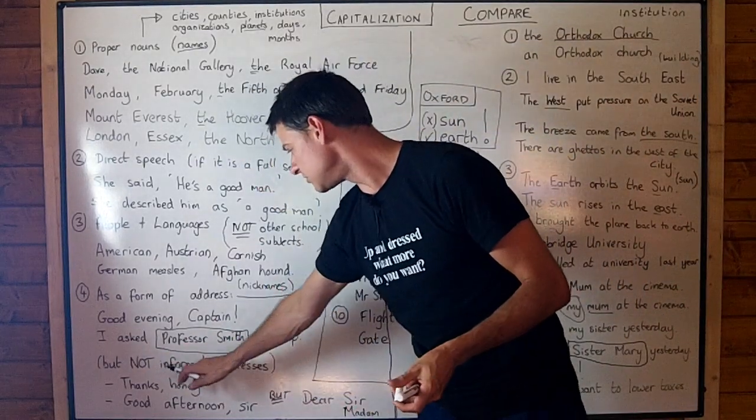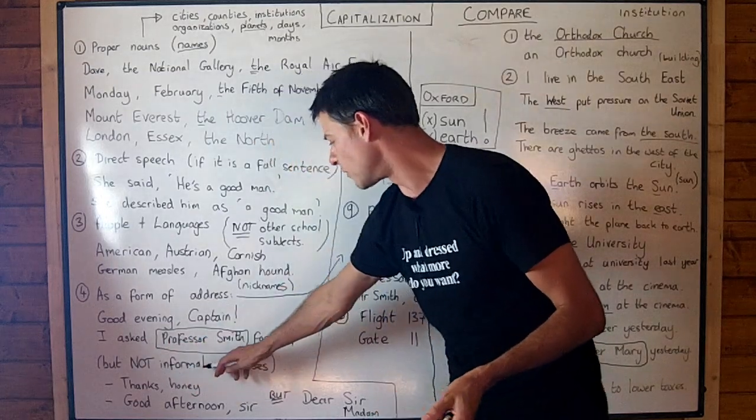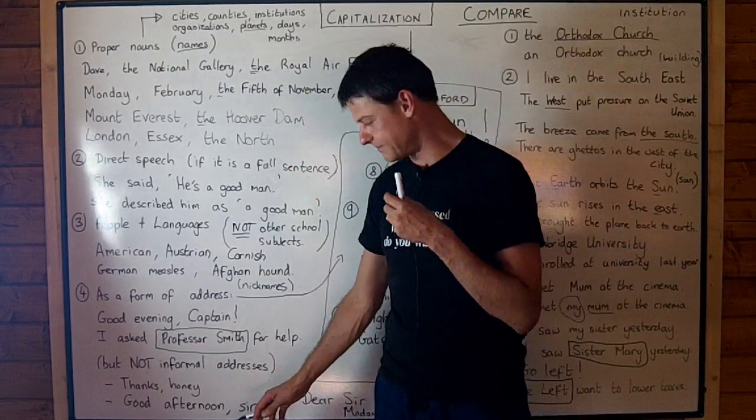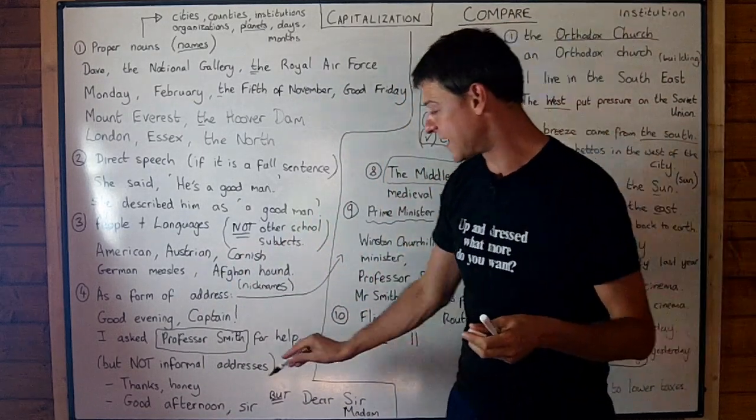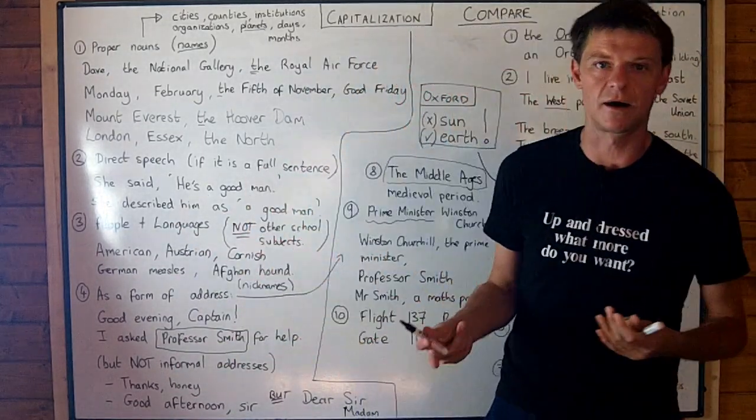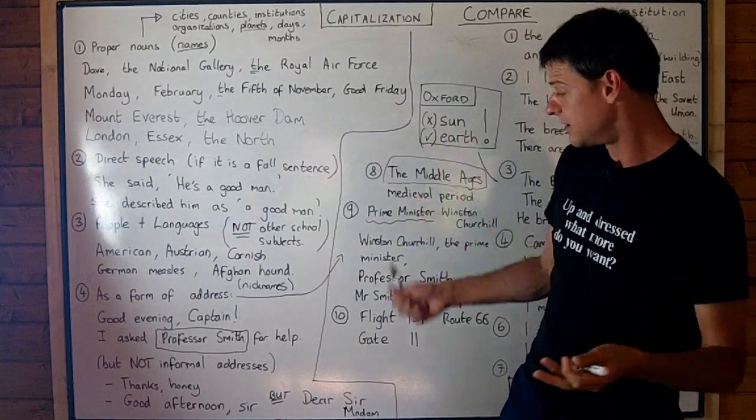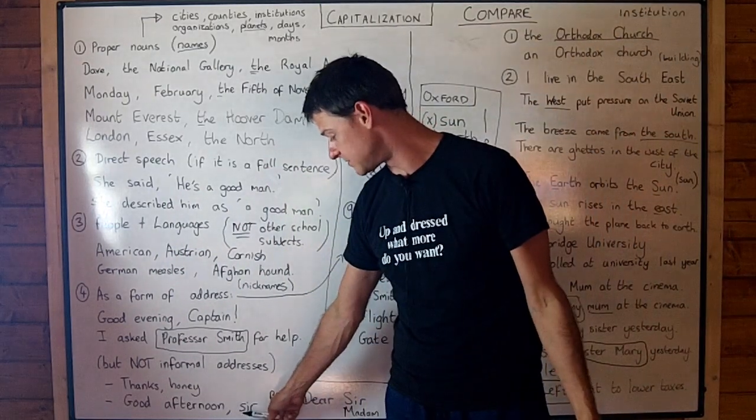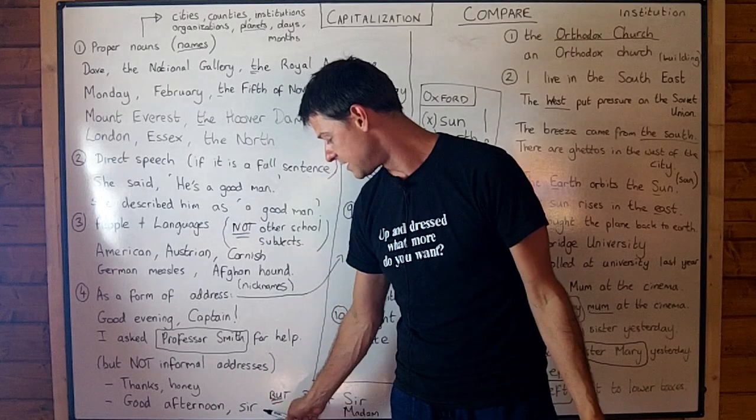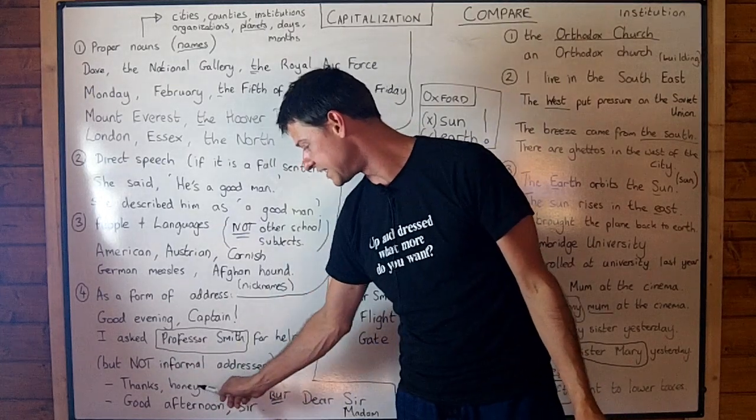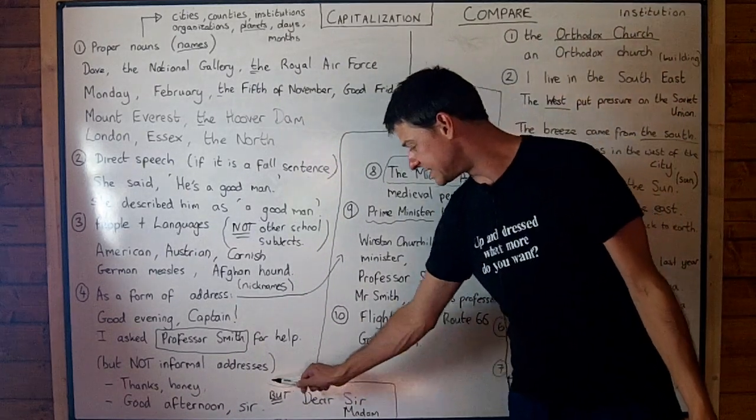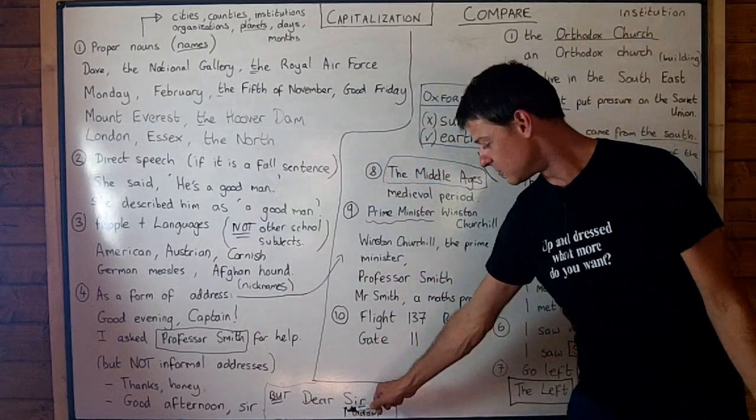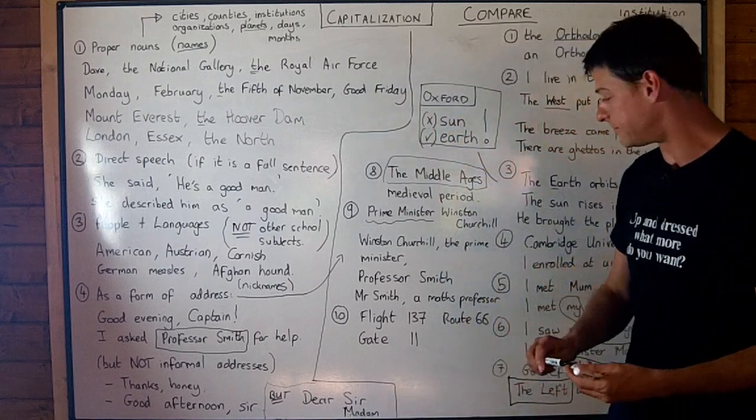Lastly, please don't use it for informal addresses. I've been saying that you have to use it for forms of address. However, things like honey, sweetheart, or sir, you wouldn't use it. You wouldn't have a capital here. "Good afternoon, sir." There'd be no capital here. "Thanks, honey." No capital for honey. However, we do say "Dear Sir or Madam" with a capital S and a capital M.